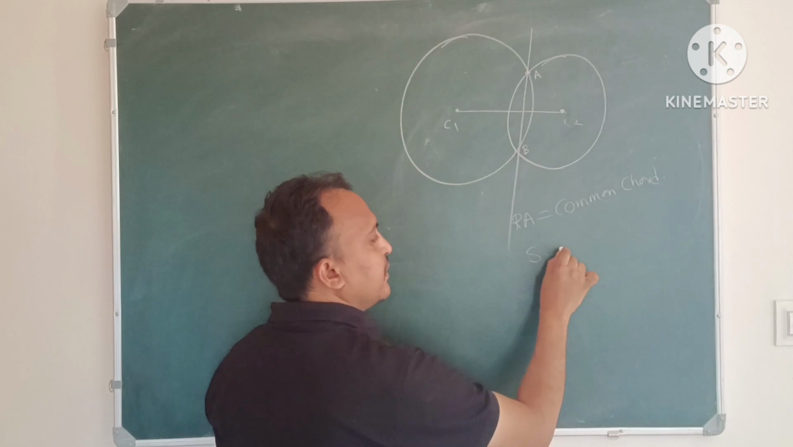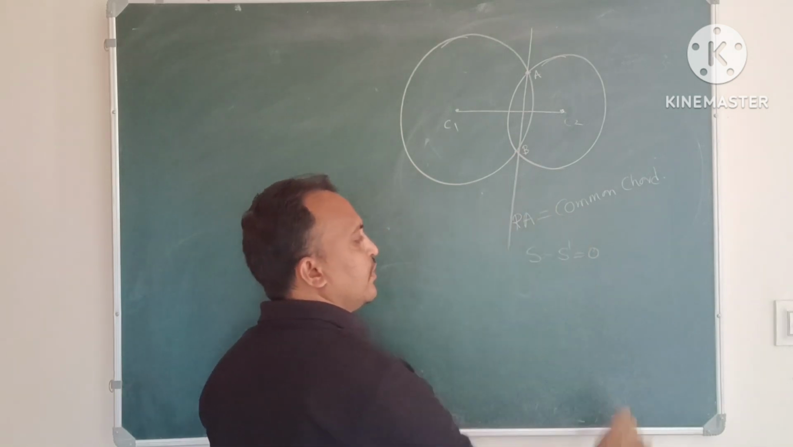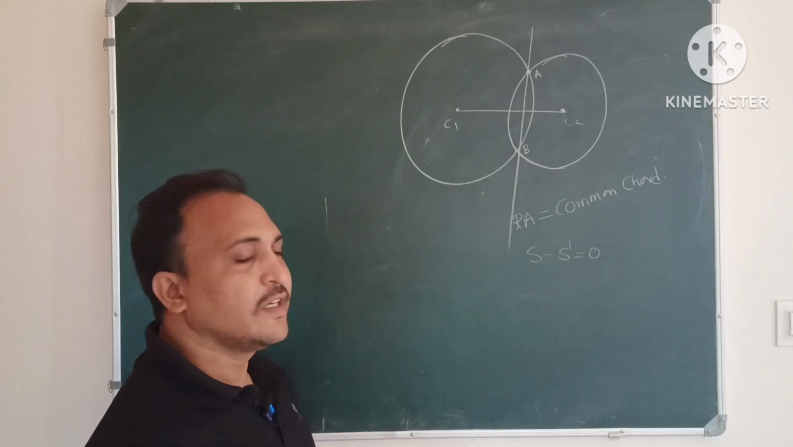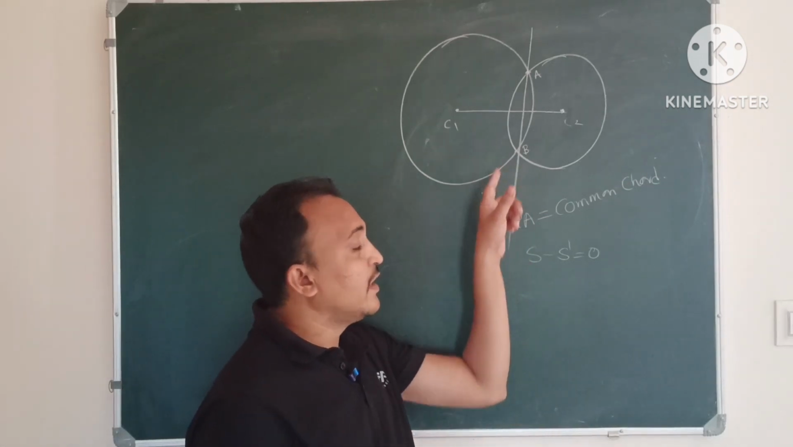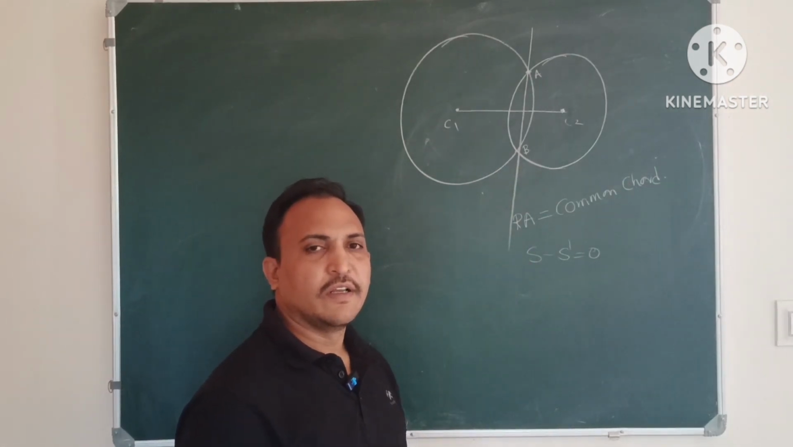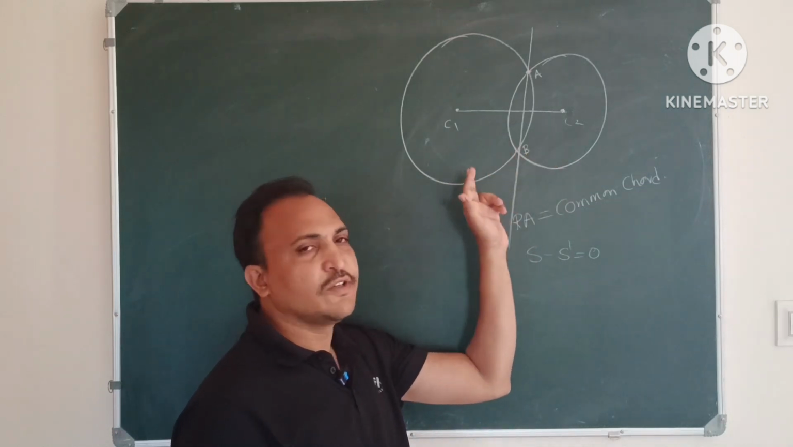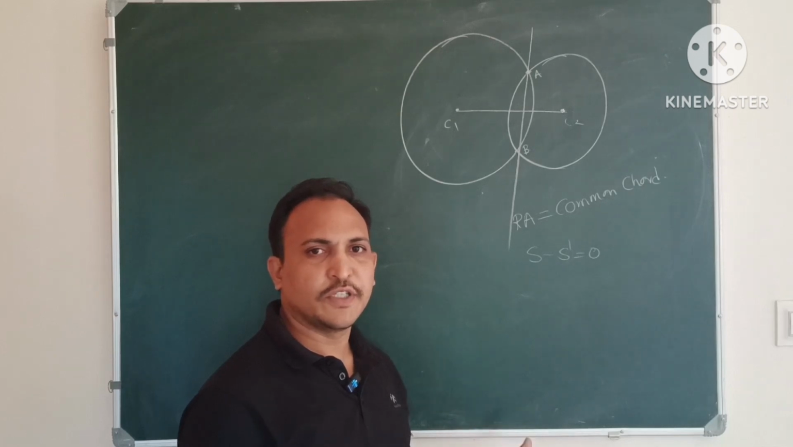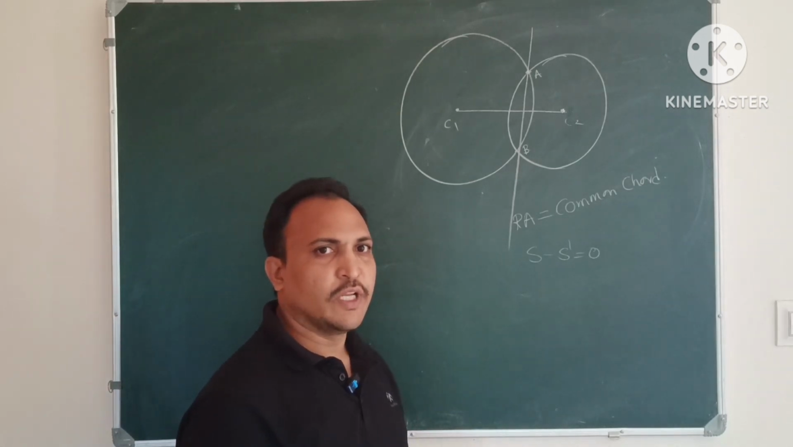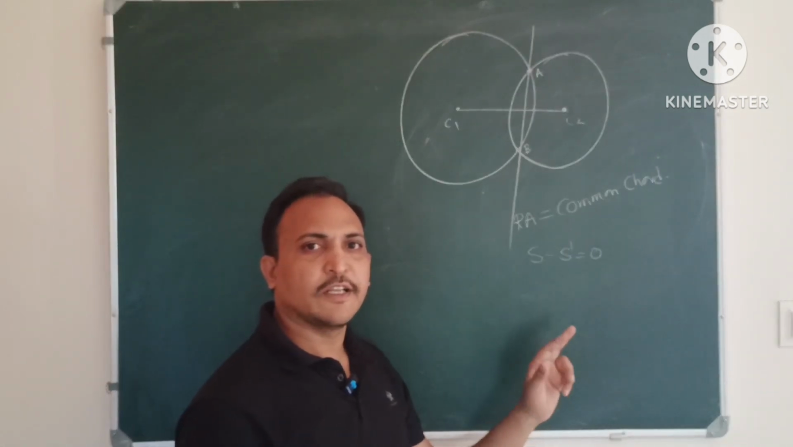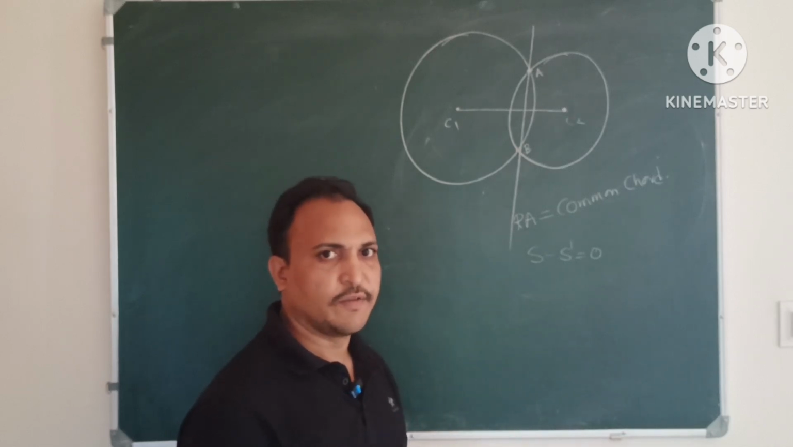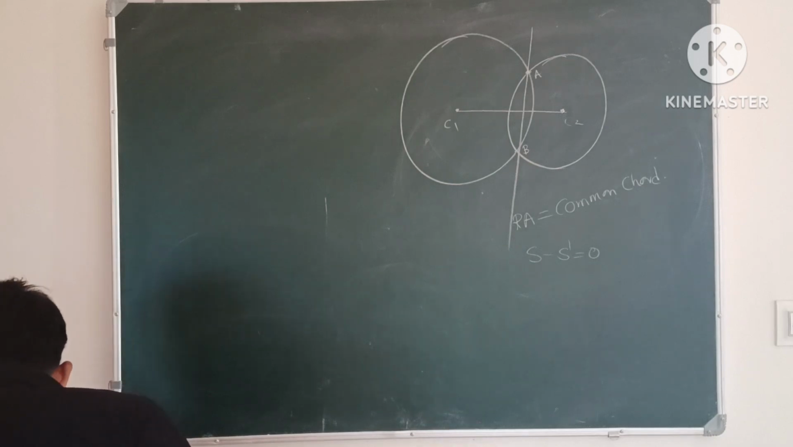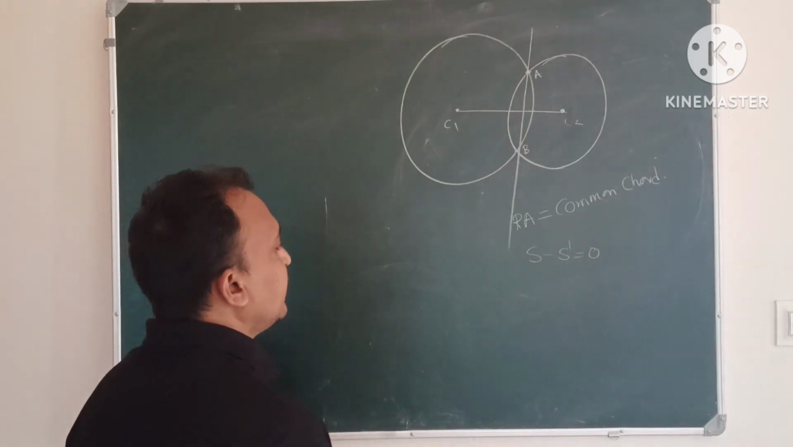So, same S minus S dash equal to 0. You can find out. Make sure that while finding the radical axis equation, in these two equations S equal to 0 and S dash equal to 0, the x square and y square coefficients should be the same. Then only, if you subtract them, you will get a straight line equation. Otherwise, it will be wrong. So, please remember this point.